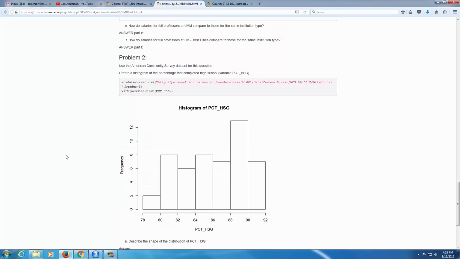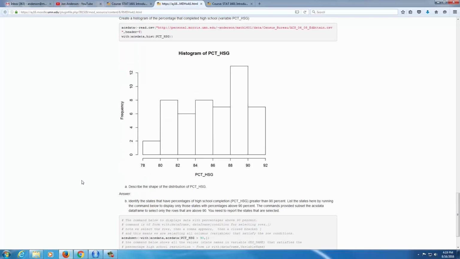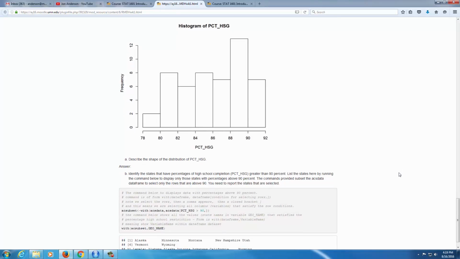Problem 2 is some American Community Survey data, and here is a distribution of the percentage of high school graduates for the states in the United States, and I want you to talk about the shape of this distribution. Use words that describe shape.